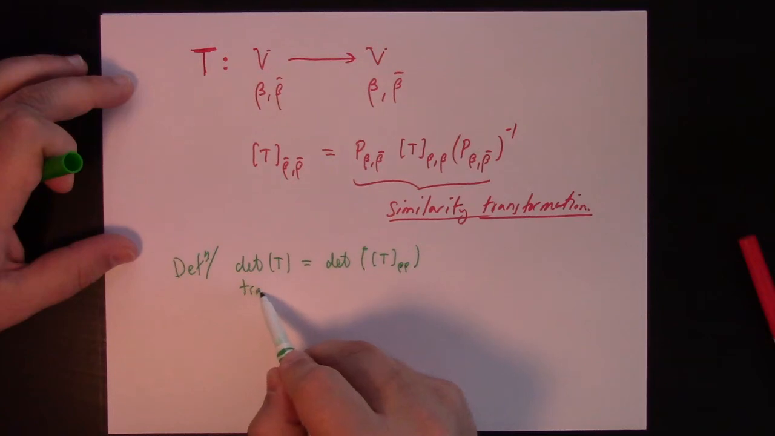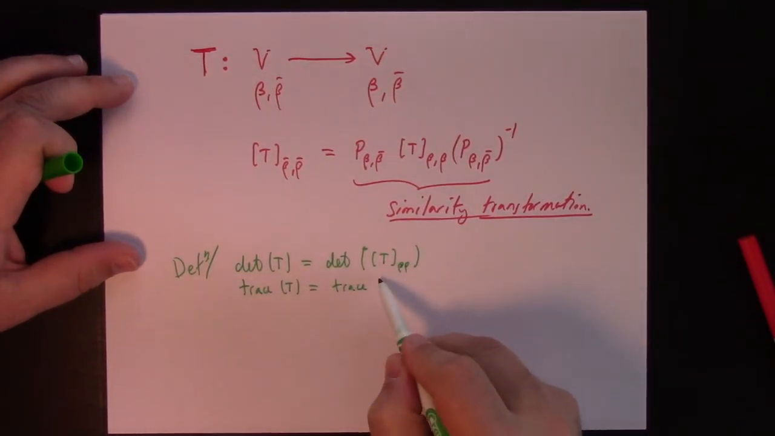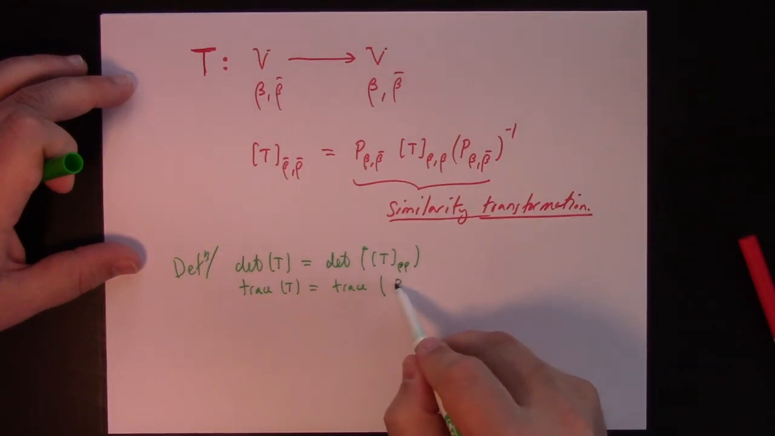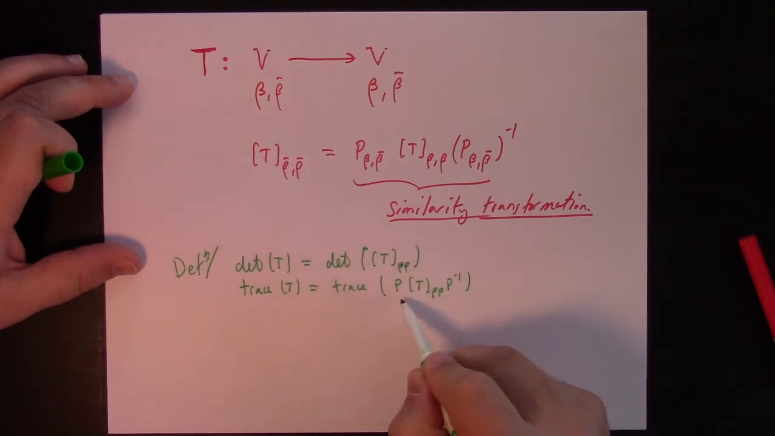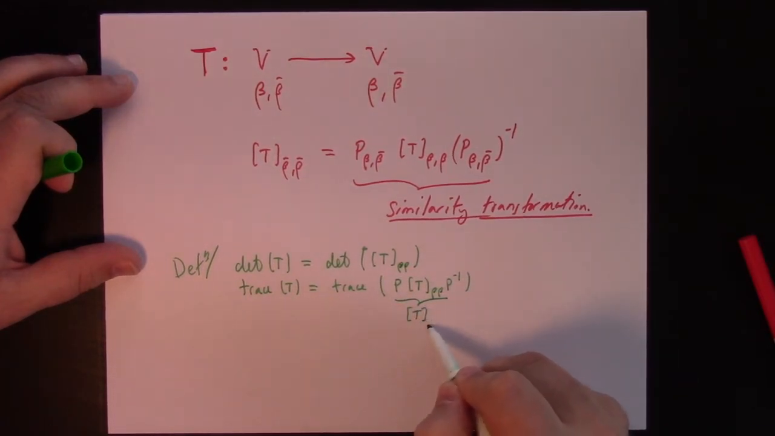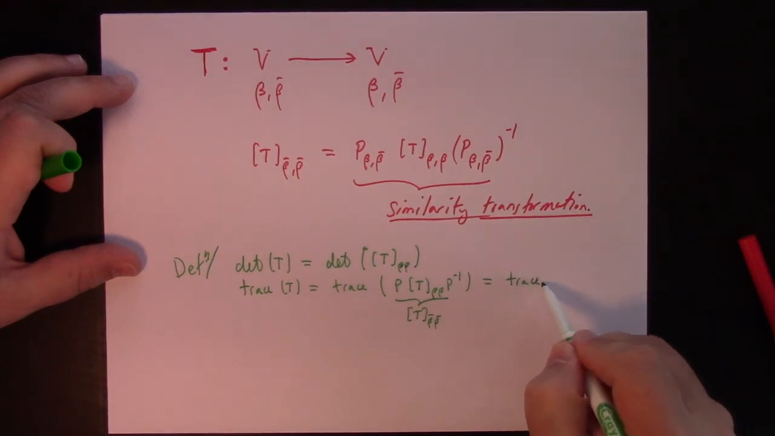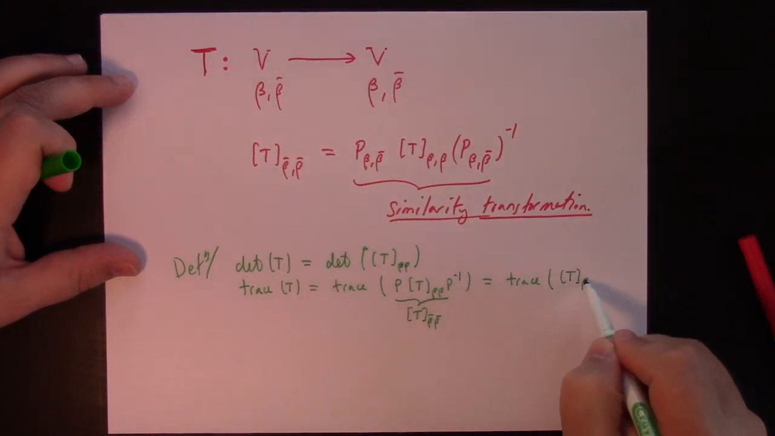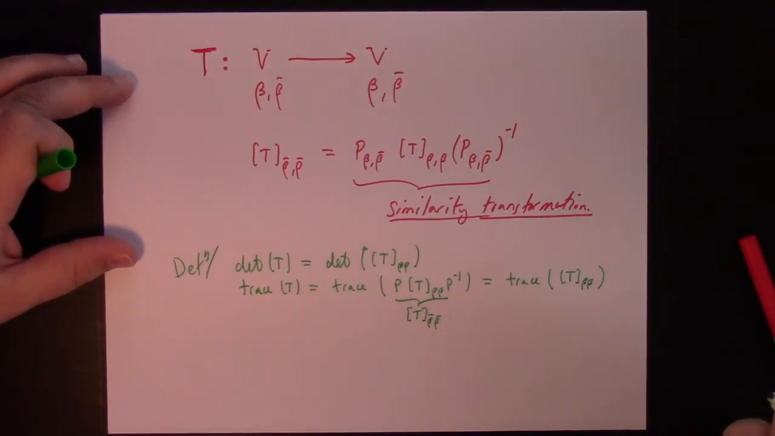And we can define the trace of a linear transformation for the same reason, because the trace can't tell the difference. If I take P, T beta beta, P inverse, in other words, if I define the trace in terms of T beta bar, well, by properties of trace, that's the same as the trace of T beta beta. So it doesn't matter which basis I use to define the trace, any one will invariantly define the trace of a linear transformation.